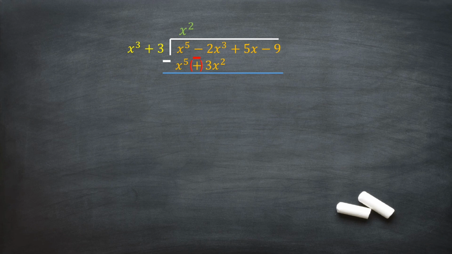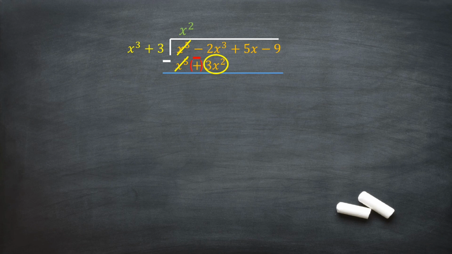Now that we have changed the signs of our subtrahend, we will now be subtracting. X to the power of 5 minus x to the power of 5 is equal to 0 because they have the same quantity or the same value. If we subtract the same value, the answer is always 0. So that's why we just cancel it out, and what remains is just our negative 3x squared. Now that only negative 3x squared remains, each time we simplify, we have to bring down the next terms of the dividend.